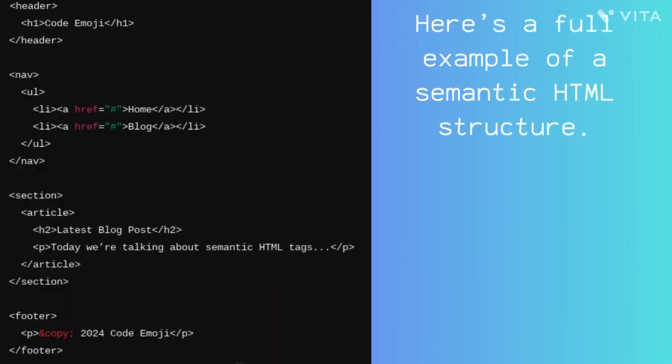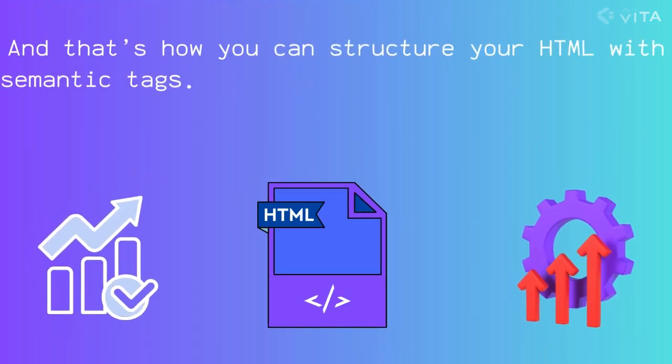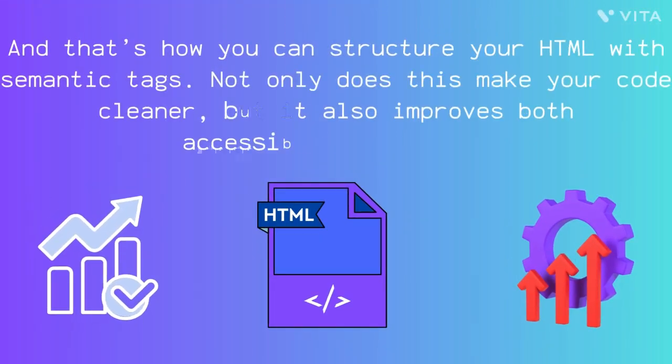Here's a full example of a semantic HTML structure. And that's how you can structure your HTML with semantic tags. Not only does this make your code cleaner, but it also improves both accessibility and SEO.